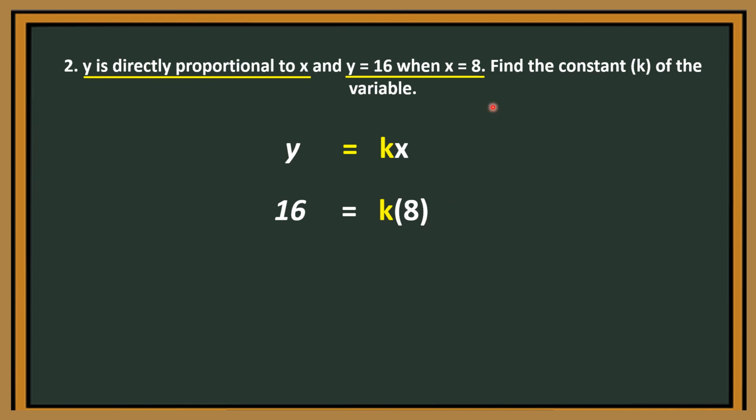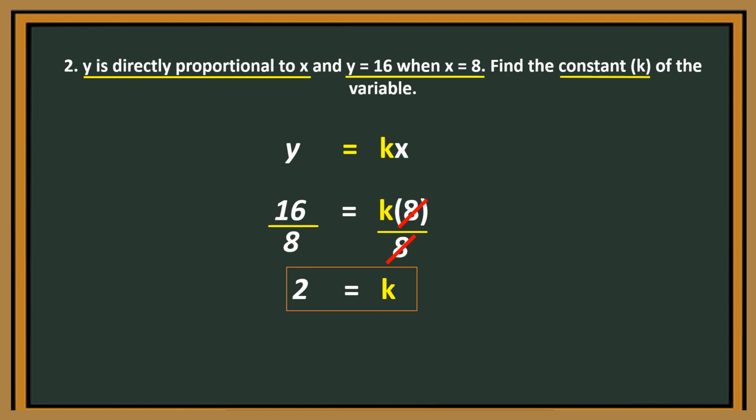Then since we're going to find the constant, we're going to solve for k by dividing both sides by 8. So you can remove 8 now. Then on the right side, k is left. On the left side, we're going to divide 16 and 8. So that is 2. Therefore, k is equal to 2.